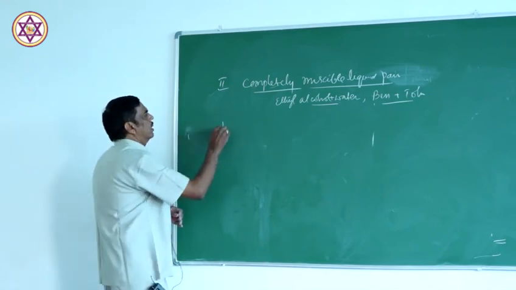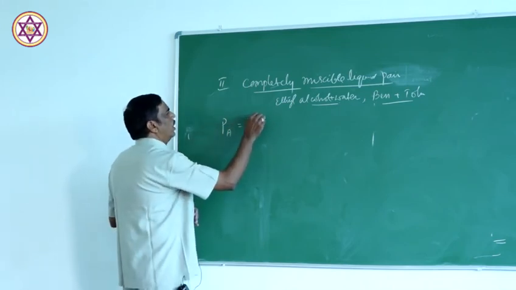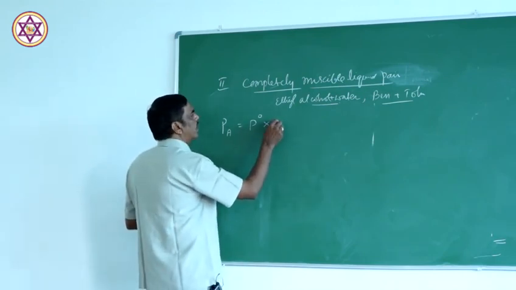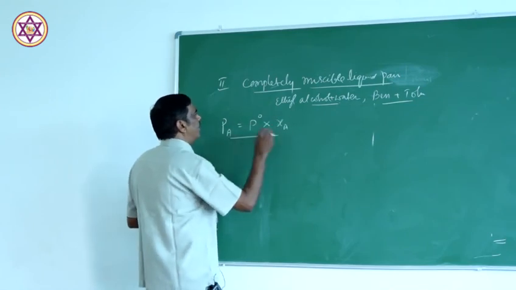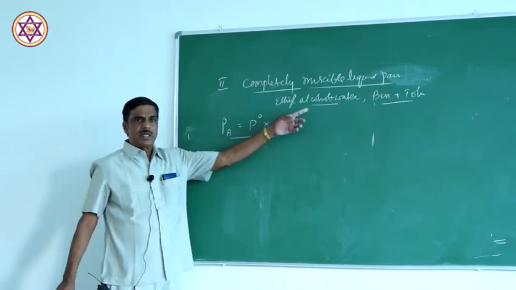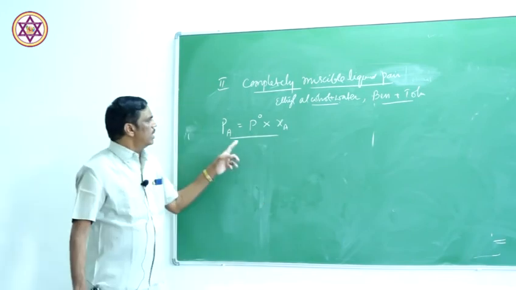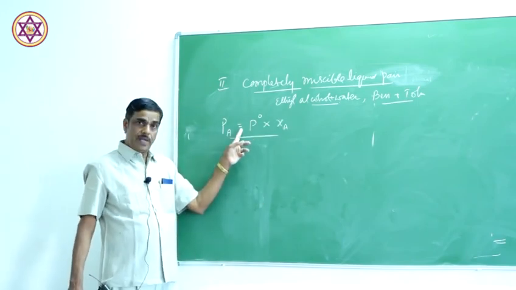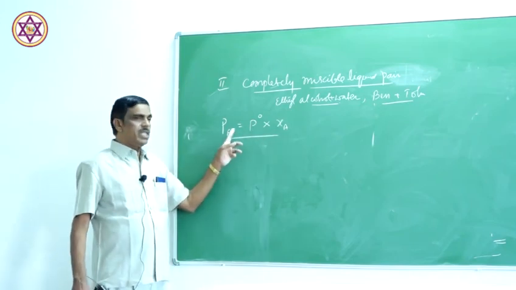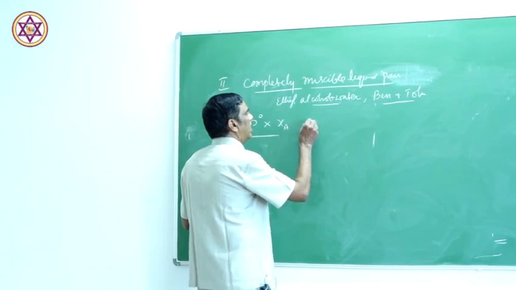When the vapor pressure of a component A is equal to its vapor pressure in its standard condition and its composition, that is mole fraction of A. If the vapor pressure of a component A in the mixture, vapor pressure of alcohol or water above that liquid layer, if it is equal to its vapor pressure in the pure state and its composition in the mixture, this is called an ideal solution, and the law is called Raoult's law.